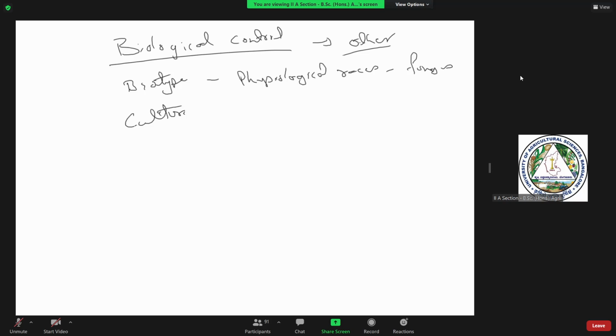Culture is a term that is often used. The culture is the growth of an organism on an artificial medium. And remember, most of your fungal and bacterial organisms can be grown on an artificial medium. Most of them, not all.